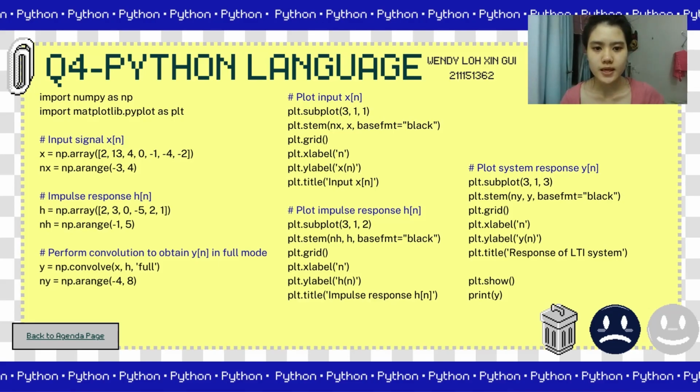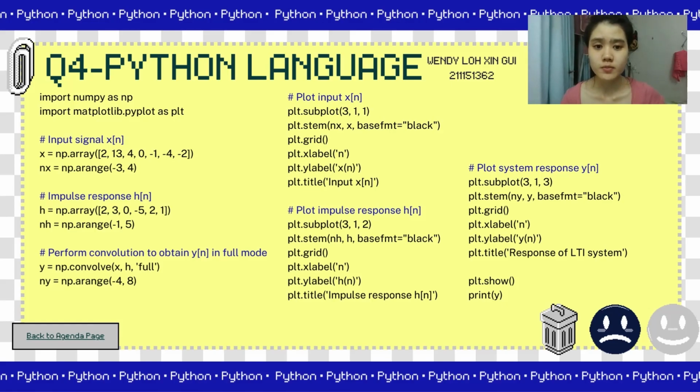First of all, we plot the xn using the NP array for 2, 3, 4, 0, -1, -4, and -2. Then the n of the xn is set from -3 to 4, so that the origin of xn is at 0. Next, we plot for hn. We're using the same NP array for 2, 3, 0, -5, 2, 1. We set the n for hn from -1 to 5, so the origin will be placed at 3.